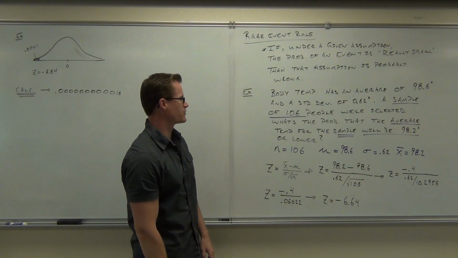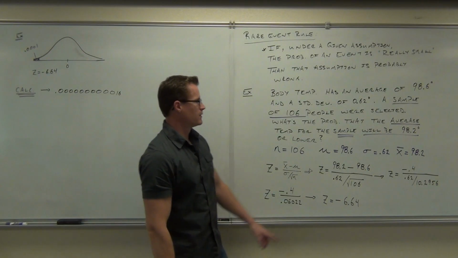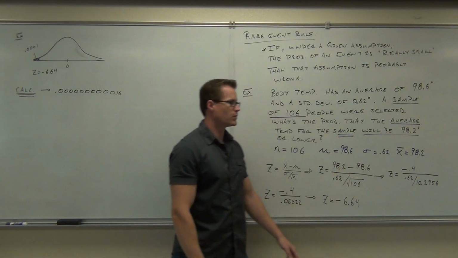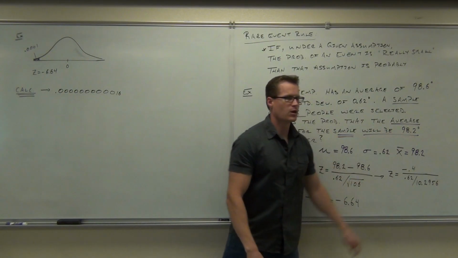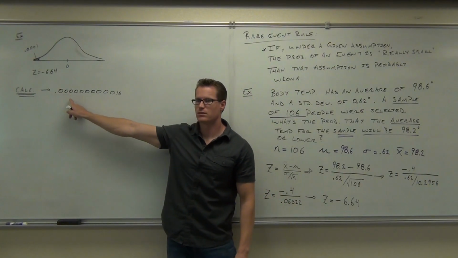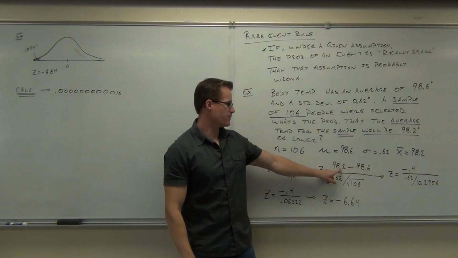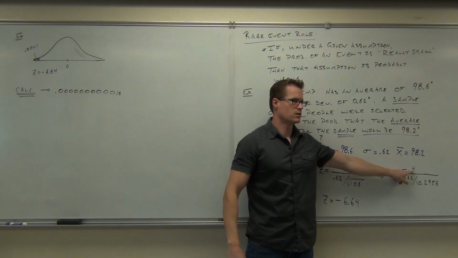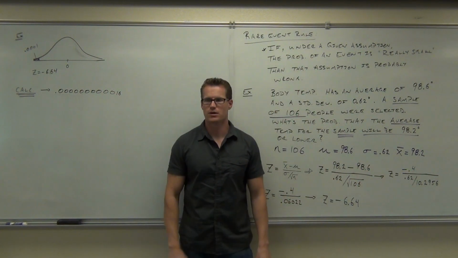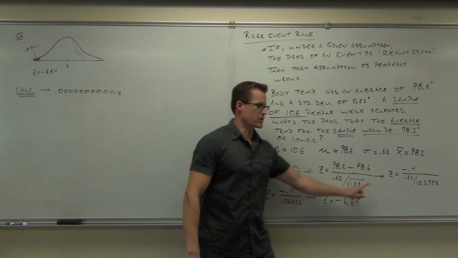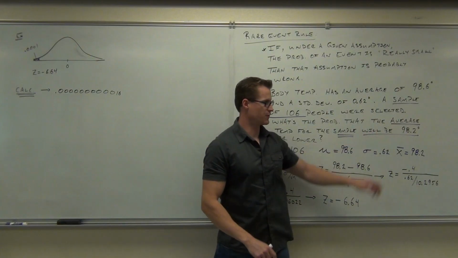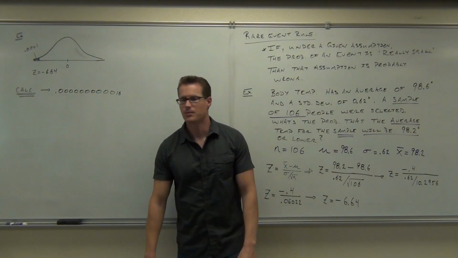By the way, if we made it 98.4, would this probability go up or down? Up or down? 98.4. We'd have negative 0.2. Probability goes up or down. What do you think? Z-score goes up, so probability goes up for this case. We have a greater probability that happened.